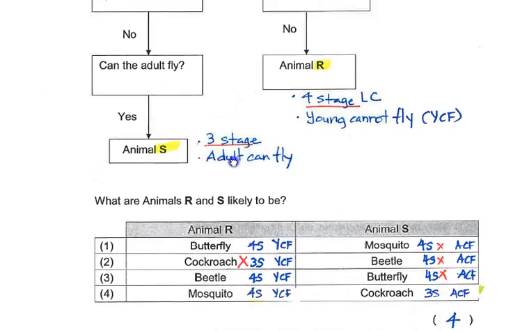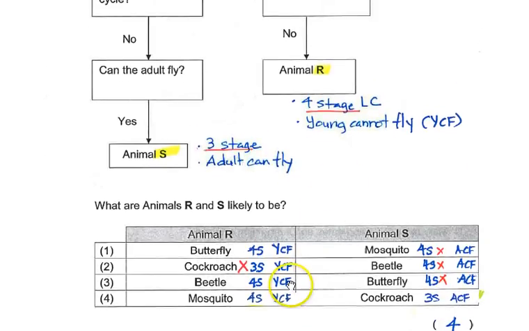Now let's take a look over here. All you need to do is to look at animal R as butterfly, cockroach, beetle, and mosquito first, and you look at butterfly itself. Butterfly has 4 stages. Then I put 4-stage over here. Okay. Then later on, young can fly. YCF means young can fly. ACF means adult can fly. Okay, 4-stage life cycle. All right.